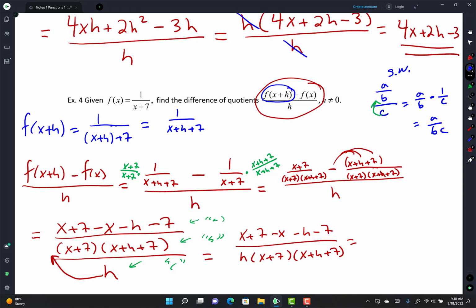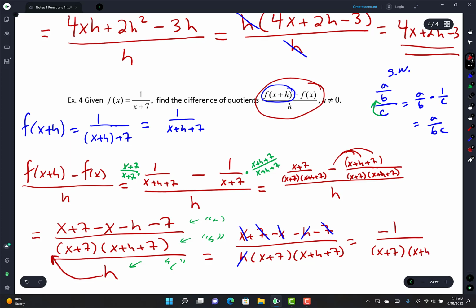The x's zero out. The 7's zero out. Now, once you've zeroed everything out, I can cancel one of the h's. And here's what you have: negative 1 at the top, over x plus 7, x plus h plus 7.